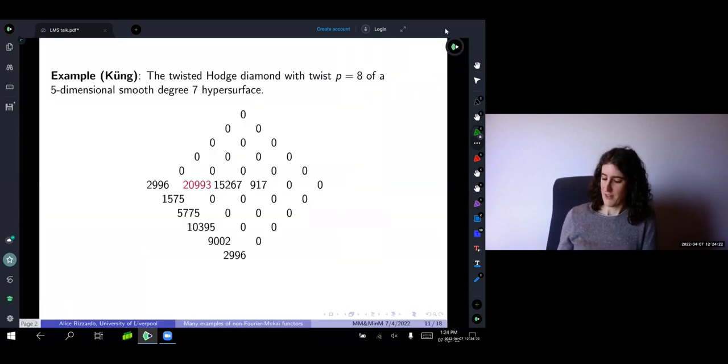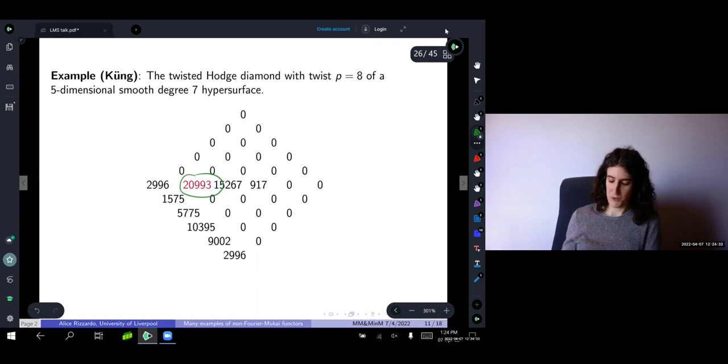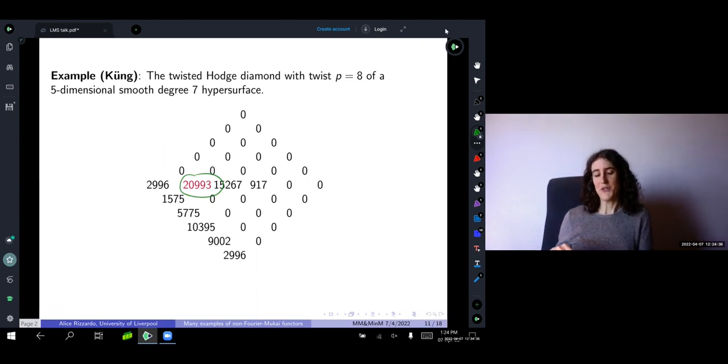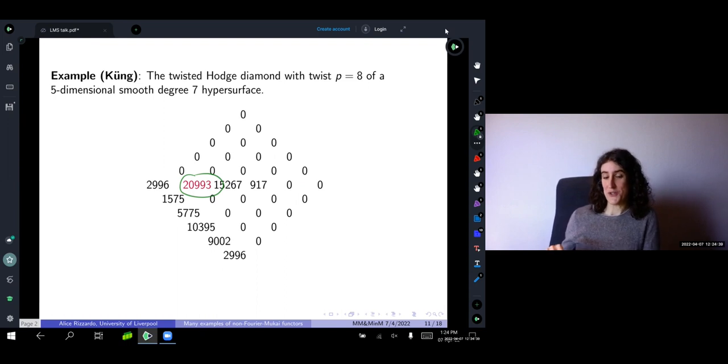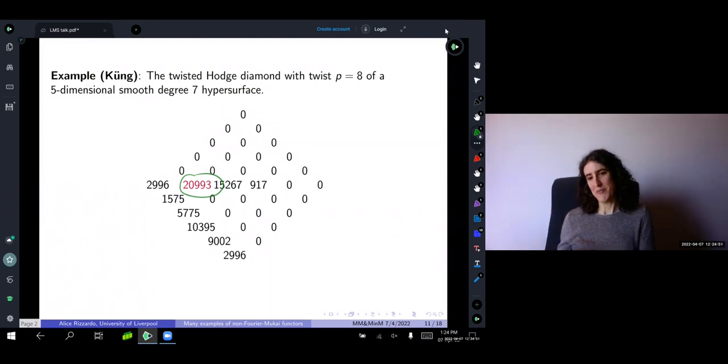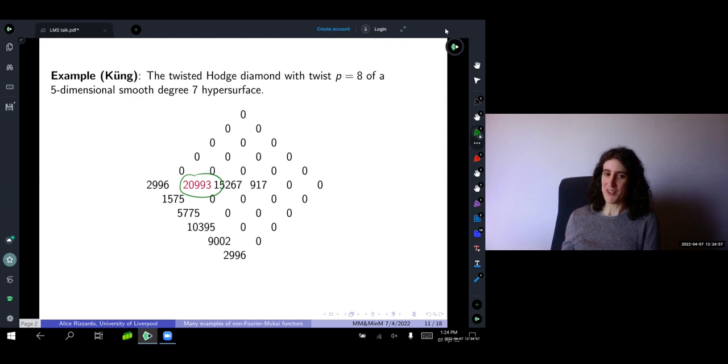So this is a twisted Hodge diamond for a five-dimensional smooth degree seven hypersurface with twist p equal eight. In this case, the relevant Hodge number is this one, 20,993. So you do have 20,993 choices to make a Fourier-Mukai functor. You can't right now show that some of these couldn't still be isomorphic to each other. We don't know, but in principle, there is a ton of choices. So this is what I mean when I say most functors are non-Fourier-Mukai.